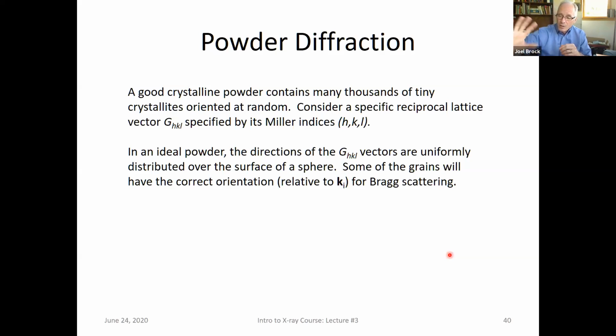And so if you think about it, there's a sphere of scattering. In an ideal pattern, if I have a uniform distribution of orientations, the directions of each of the g vectors for a specific crystal are uniformly distributed on the surface of that sphere. And there are always some of them that have the correct orientation for Bragg scattering. And that's why we like powder diffraction. You don't actually have to orient your crystal.